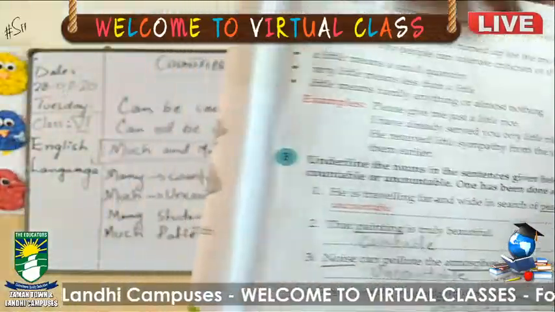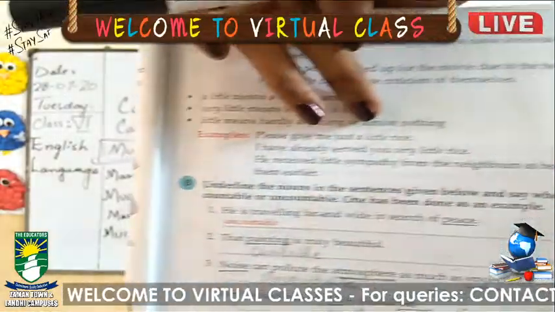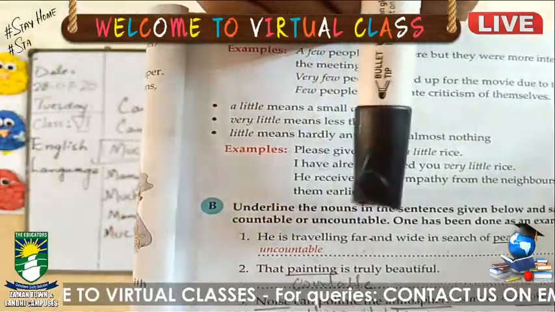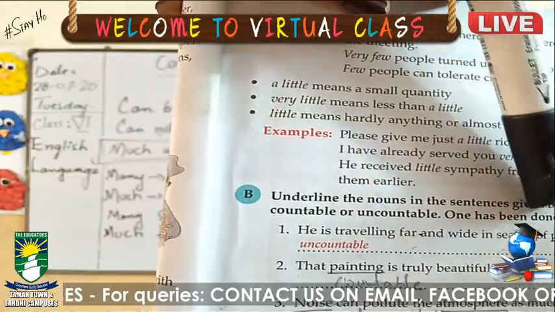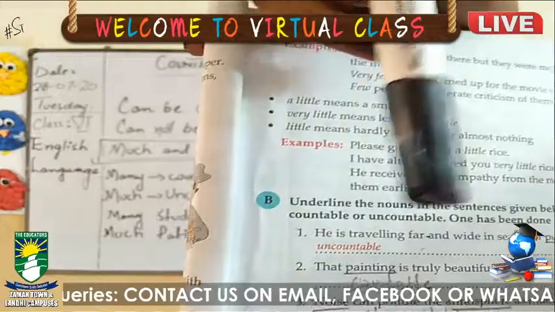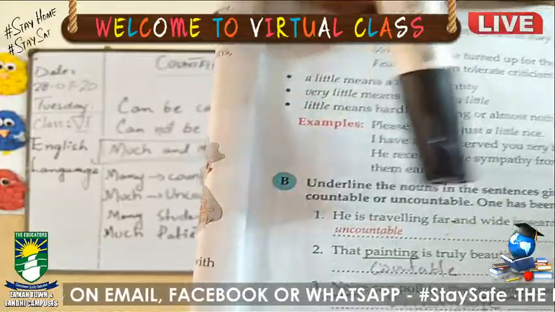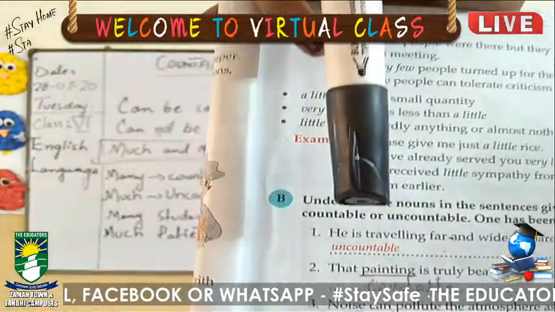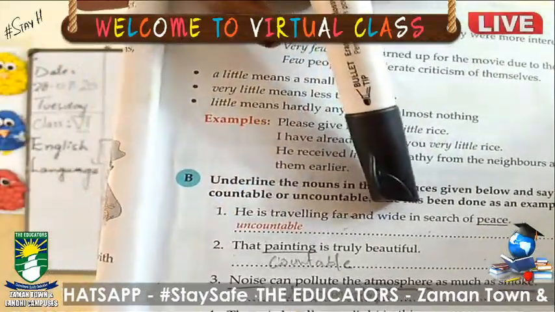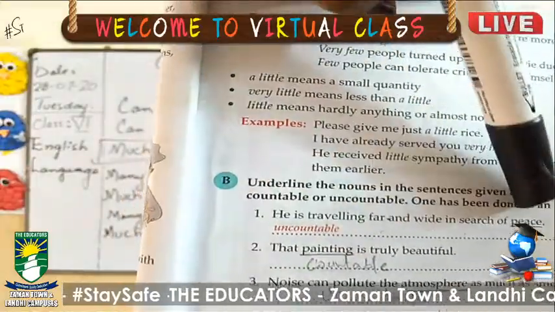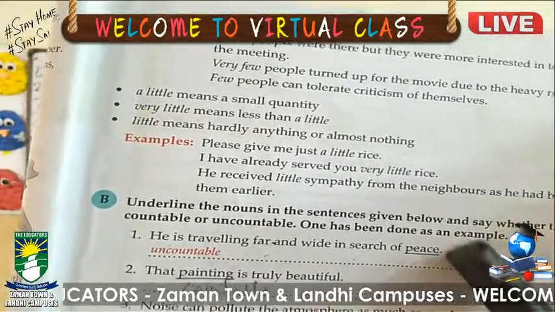Now come up. Can you see it now? Underline the nouns in the sentences given below and say whether they are countable or uncountable. One has been done as an example. Here are 10 sentences for you guys. You are supposed to take out the countable and uncountable nouns from them. First, underline the noun, then describe whether that is countable, whether that is uncountable. There's a sentence as an example. He is traveling far and wide in search of peace. They have underlined peace, and what is this? They have underlined peace here. This is noun, they have underlined.